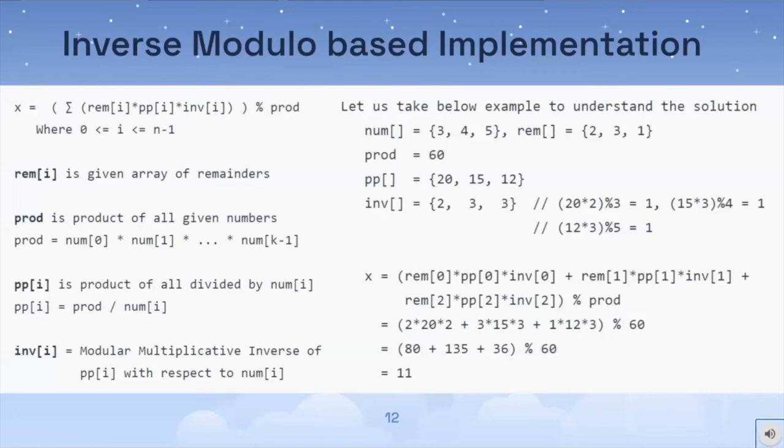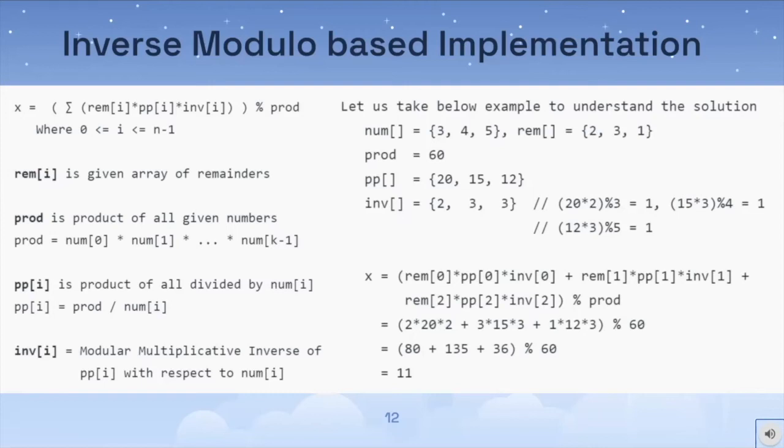And then the third array we are going to use is called pp, which is the product of all divided by each number. So in the example, the first one, 20, comes from 60 divided by 3, 15 comes from 60 divided by 4, and so on. And the fourth array is the inverse array, which we have a way to calculate. For example, the 2 comes from 20 times 2 mod 3 equals 1. So we need to set all of those equal to 1 and get the number we want.